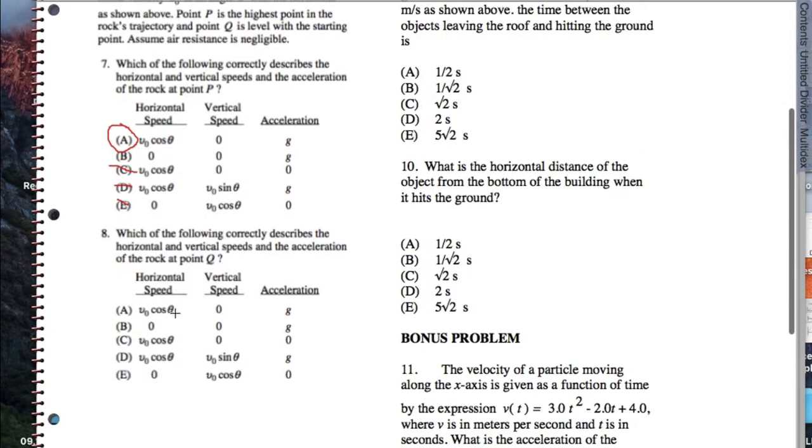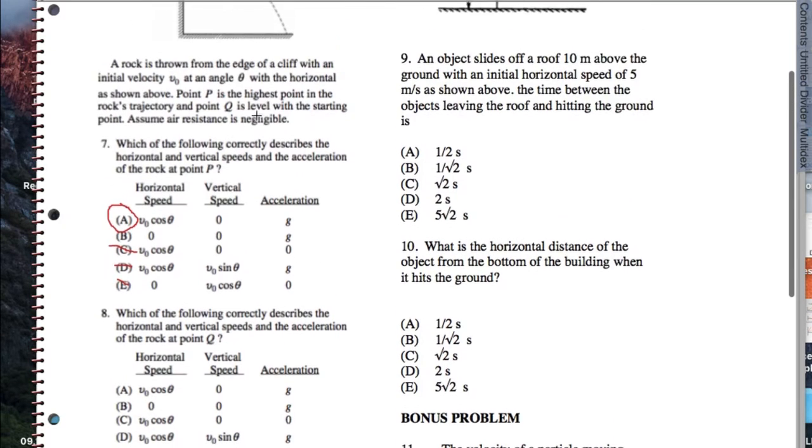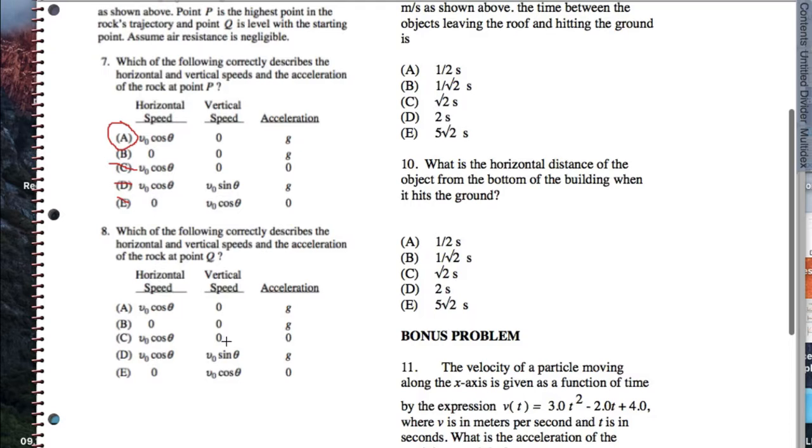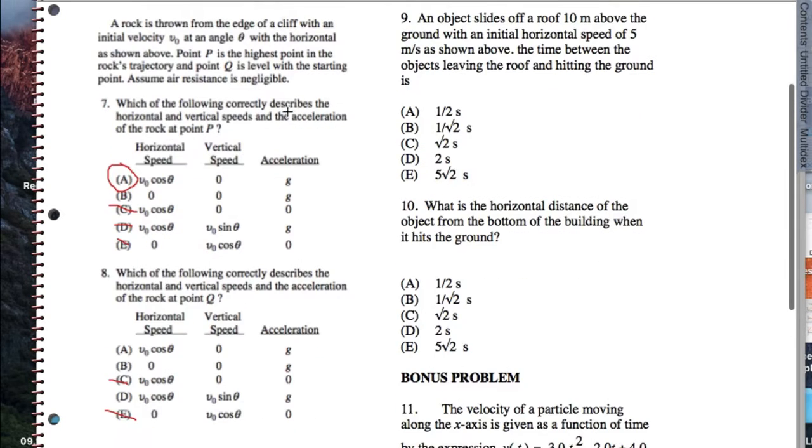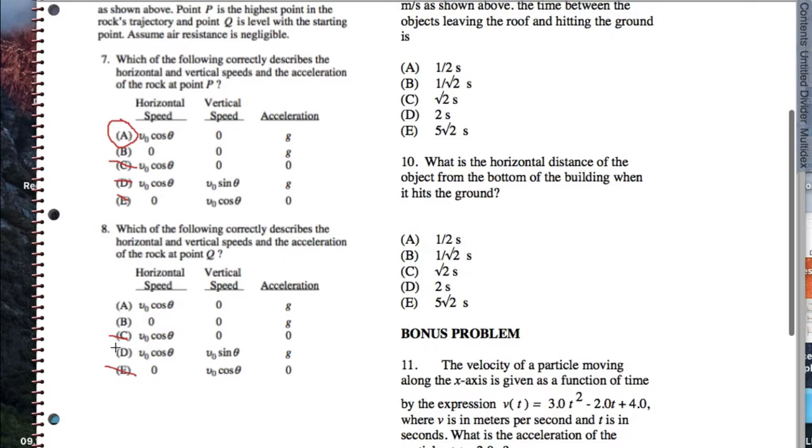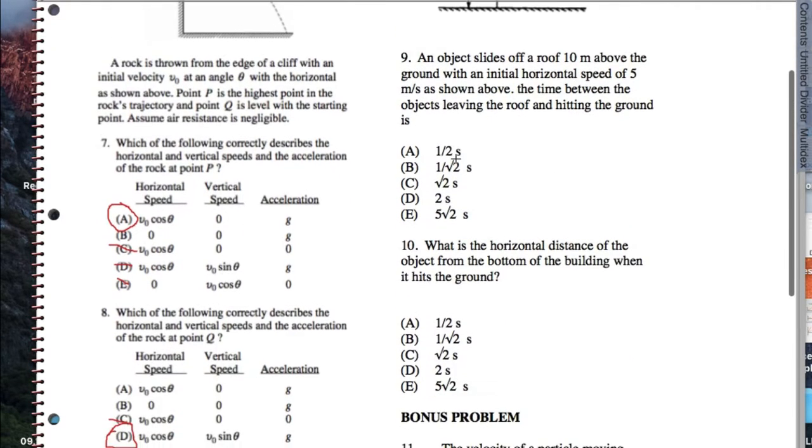Now, the acceleration is just going to be at point Q. Let's be clear, we always have an acceleration of g. And the horizontal speed is going to be v0 cosine theta. And at point Q, when it's returned to its original altitude, the speed will be v0 sine theta in the vertical direction. So that's how we get choice D.